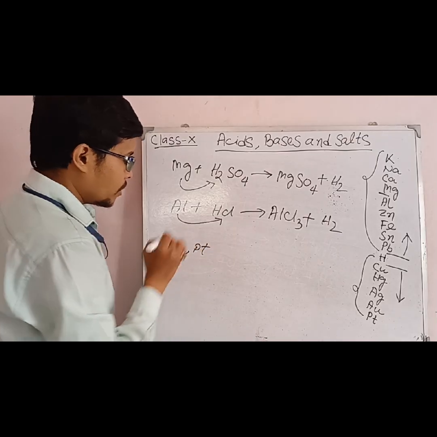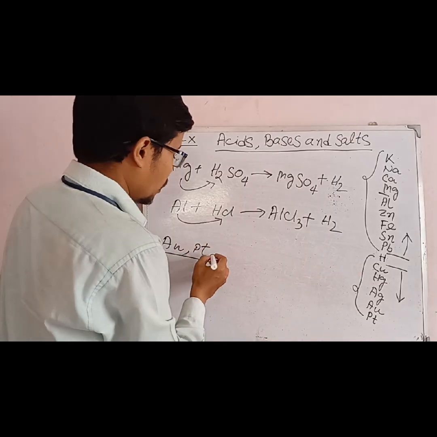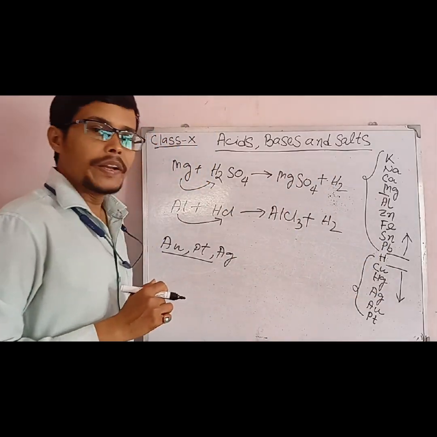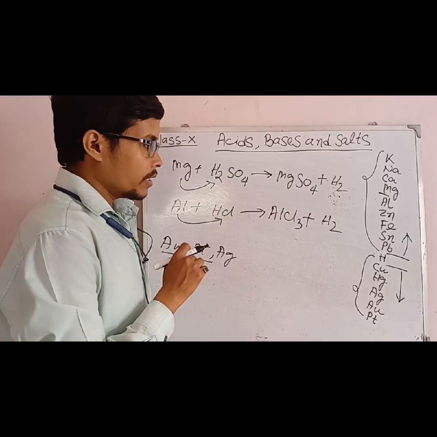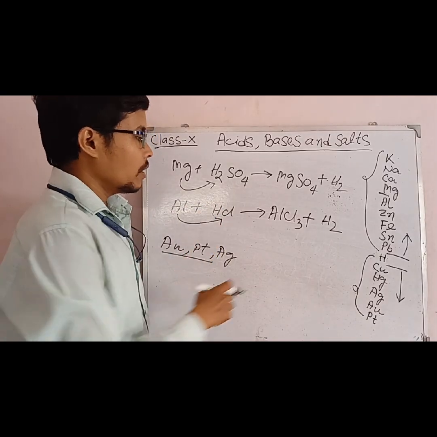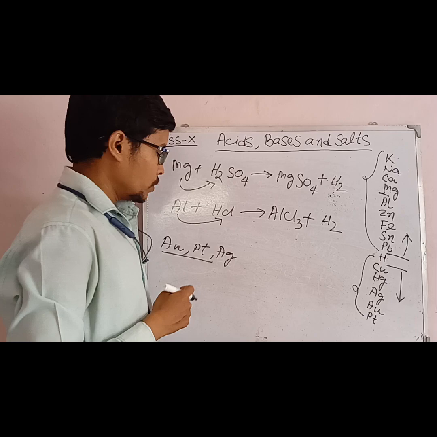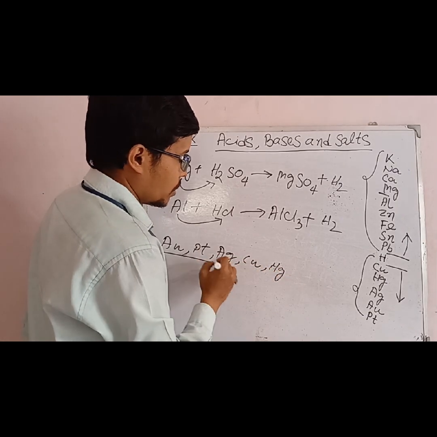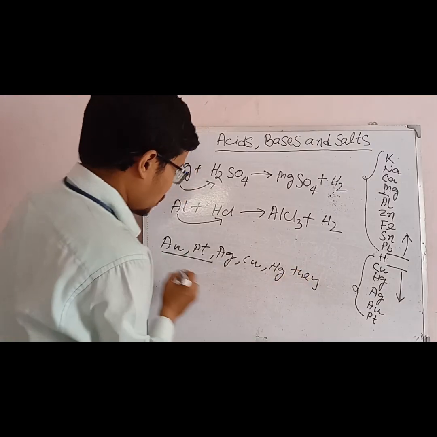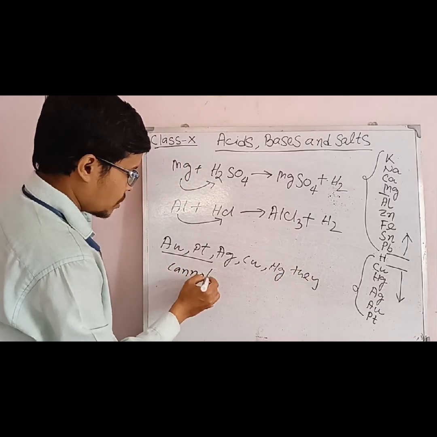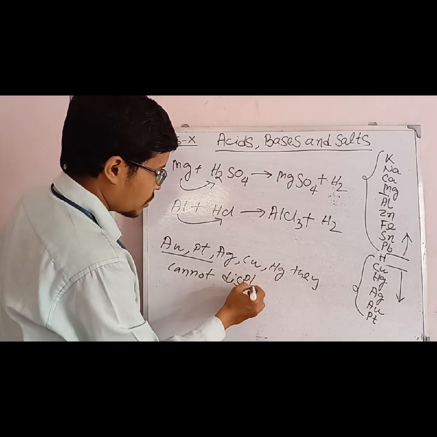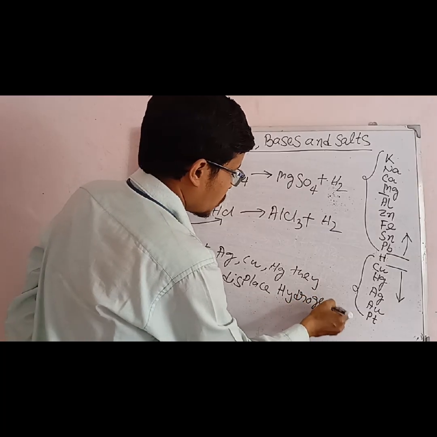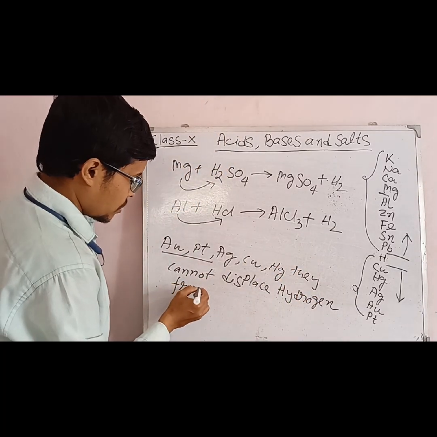But metals like gold, platinum and silver are present below the hydrogen in the metal reactivity series. They are unable to displace hydrogen from the acid to produce hydrogen gas. And copper and mercury, these metals also cannot displace hydrogen from acids.